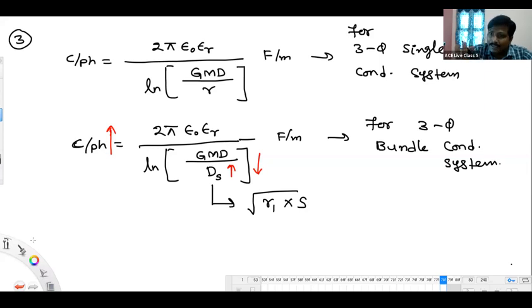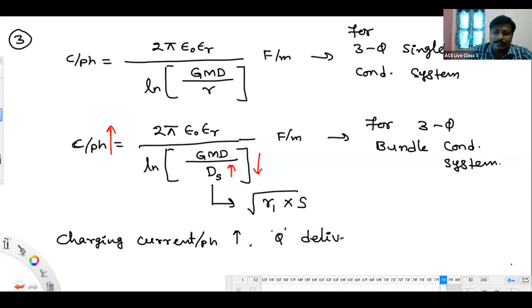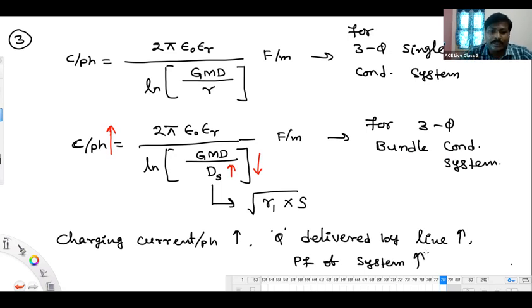Because of this increment, charging current per phase increases. So reactive power delivered by the transmission line increases. Q delivered by line increases, and the power factor of the system also improves. Power factor of the system increases.